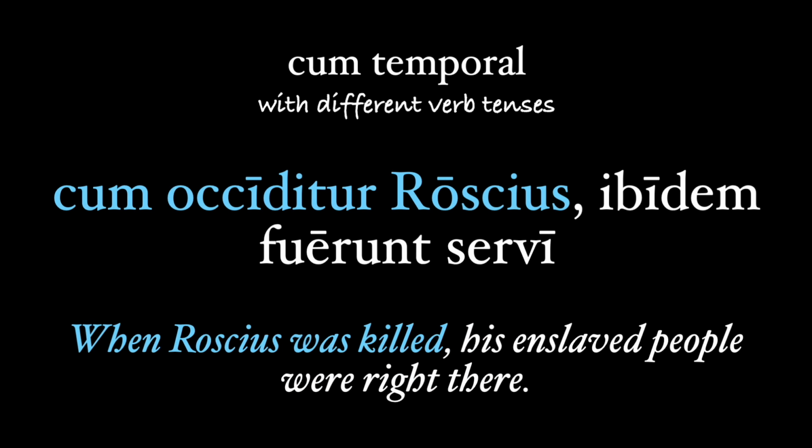So let's talk about tenses for a bit. Our cum temporal clause will almost always have a verb in the past tense, but sometimes the verb will be in the present tense with a past sense. So, cum occiditur Roscius, ibidem fuerunt servi. When Roscius was killed, his enslaved people were right there. Even though occiditur is present tense, it's perfectly fine to convey it with a past tense form in English to match the perfect tense of fuerunt.